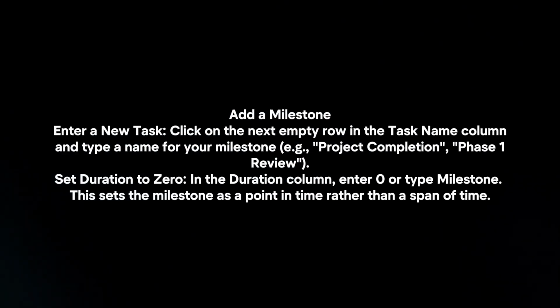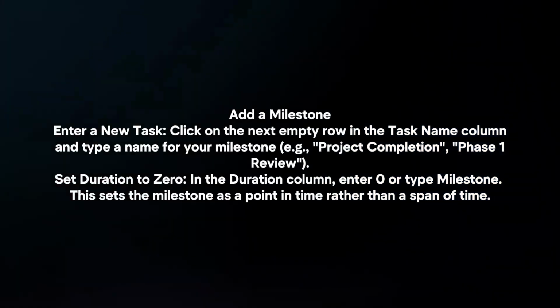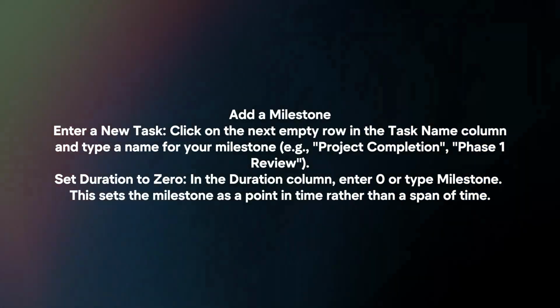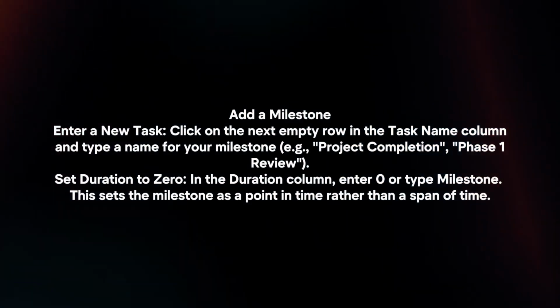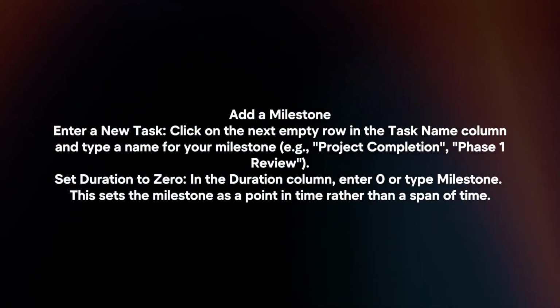Add a milestone. Enter a new task. Click on the next empty row in the Task Name column and type a name for your milestone. Set duration to 0. In the Duration column, enter 0 or type milestone. This sets the milestone as a point in time rather than a span of time.